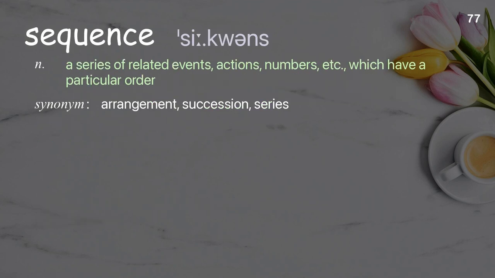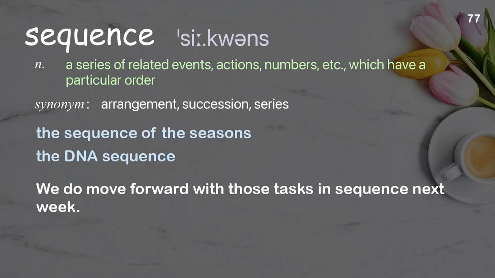Sequence. A series of related events, actions, numbers, etc., which have a particular order. Examples: the sequence of the seasons, the DNA sequence. We will move forward with those tasks in sequence next week.